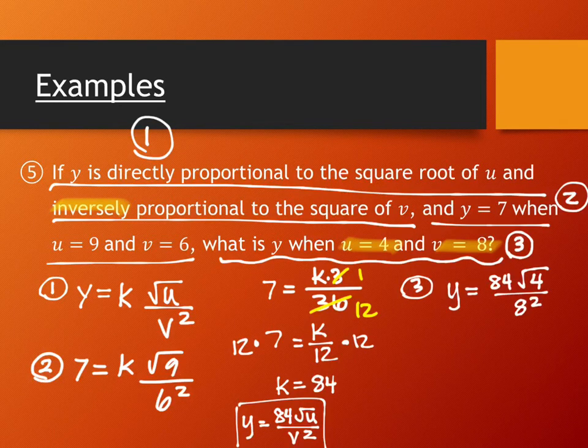Okay, so I now have 84 on top. The square root of 4 is 2, and 8 squared is 64. Oh, I wrote it wrong. 64. That'll make a difference. You're welcome to either multiply the 84 and the 2 together and then divide by the 64, or you're welcome to divide out the 2 and the 64, make them smaller first. It really doesn't matter. You can go in any order that you would like.